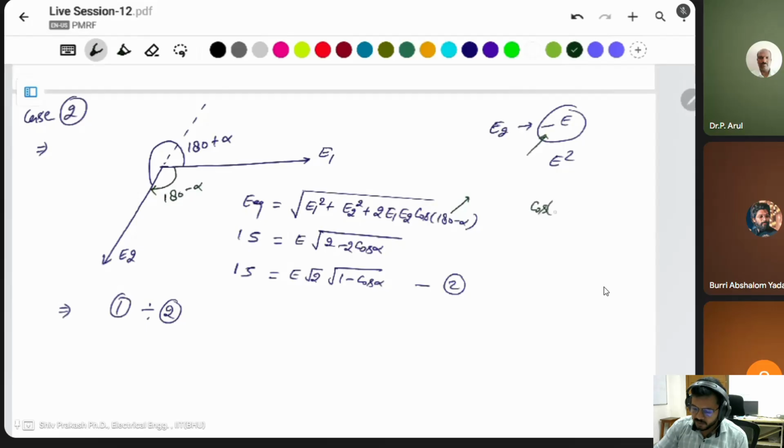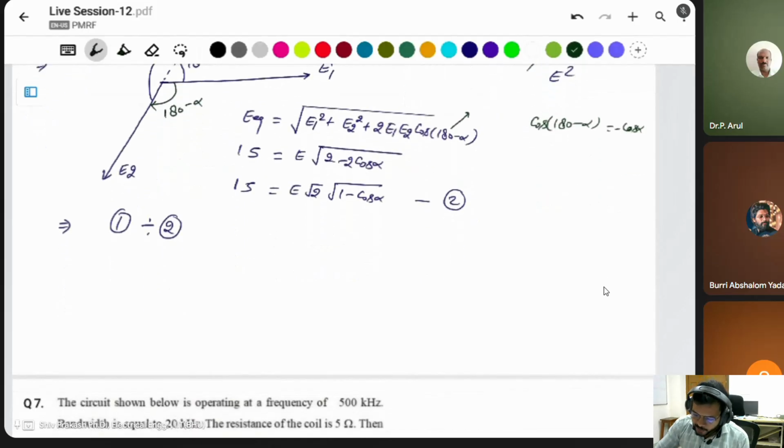Okay, sir. Cos 180 minus alpha will also be minus cos alpha. If you put the E2 as negative, that means this E2 includes the 180 degree, plus alpha, minus, includes the 180 degree. If there is a negative, it means 180 degree. Why? Because this one is with 0 degree, 180 degree is direct negative. This is the 180 degree.